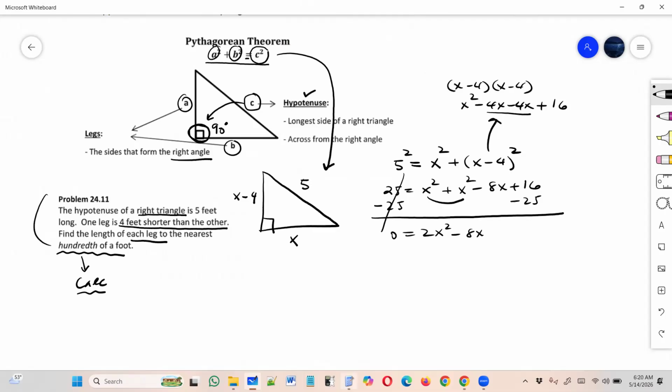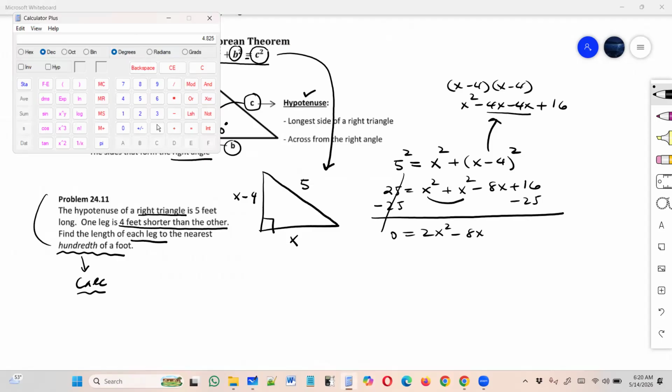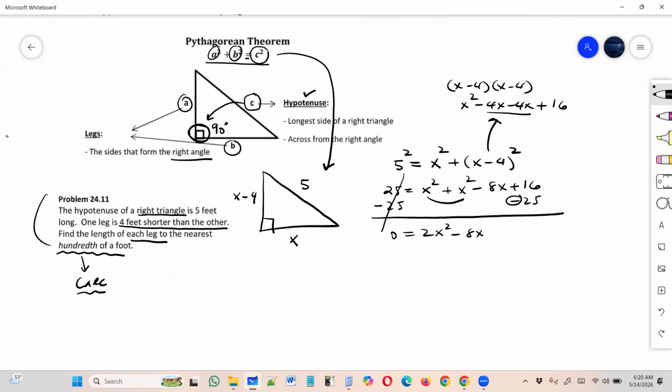You can use a calculator if you want to. If you can do this in your head, that's perfect. So this is 25 minus 16 with a negative sign. Okay. Now, at this point, you have to be able to recognize this is a quadratic equation. It may or may not be factorable, but I'm not going to factor here because we're trying to practice the quadratic formula.